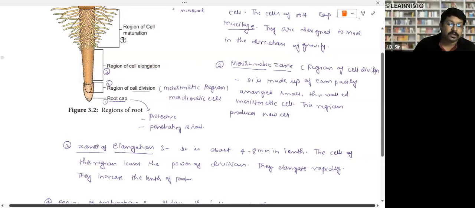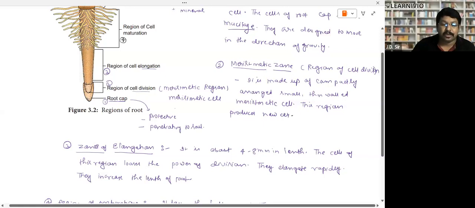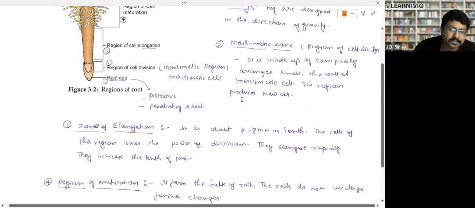The second part is called the meristematic region, right? Why do we call this the meristematic region? The reason behind it is that here the cells keep on dividing continuously, right? So continuous cell division takes place. That's why it is called the meristematic region or region of cell division. It is completely made up of small and thin-walled meristematic cells. This region produces new cells, right? So this region is meant for producing new cells. It adds on new cells because cell division takes place every time.